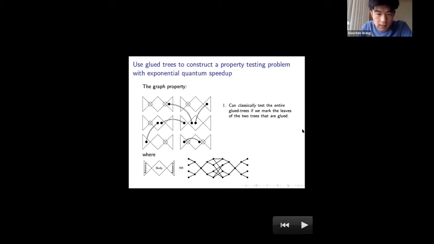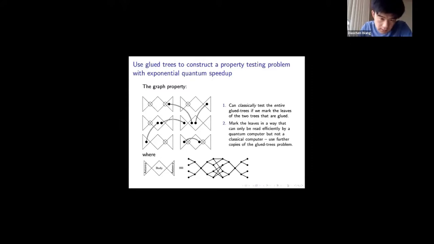So the idea of the proof is that we can classically property test the entire glue trees if we mark the leaves of the 2 trees that are glued. But we'll mark the leaves in a way that can only be read efficiently by a quantum computer, but not a classical computer. And to do this, we will use further copies of the glue trees problem. That's why you see the multiple copies of the glue trees problem in this picture.